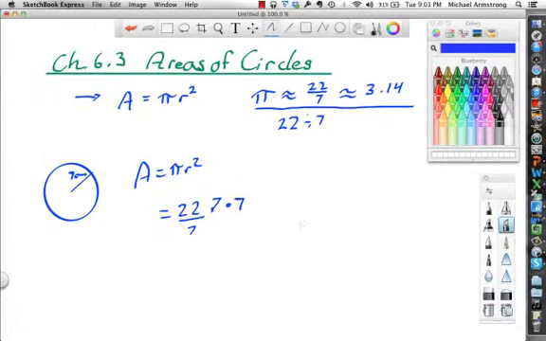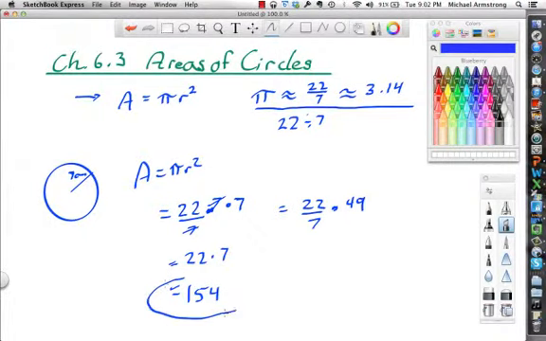Or you could write 22/7 times 49, which is what 7 squared is. Okay? That makes sense? Now the neat thing, one of the reasons I wrote it out this way, is because the 7 and the 7 can cancel out to equal 1. And then you just have 22 times 7. And you can either do that in your head, or you can use the calculator. 22 times 7 is 154.